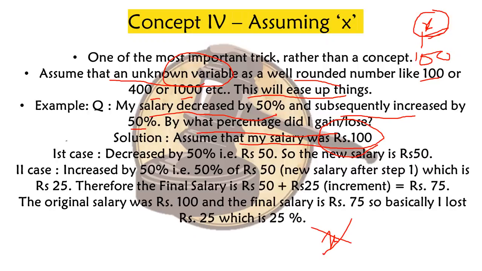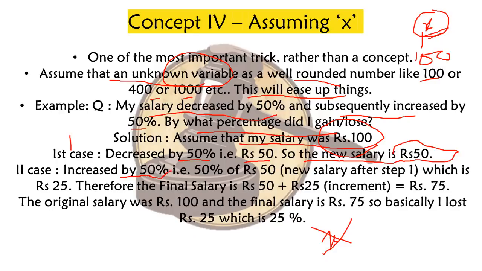So first case, I'll decrease it by 50%. So 50% of 100 is rupees 50. So my new salary would be rupees 50, that is 100 minus 50. Okay. Next, the question says that it was subsequently increased by 50%. So now I will increase it by 50%.